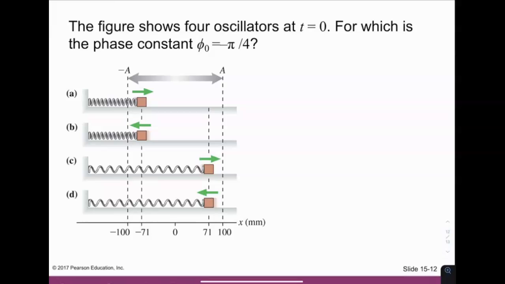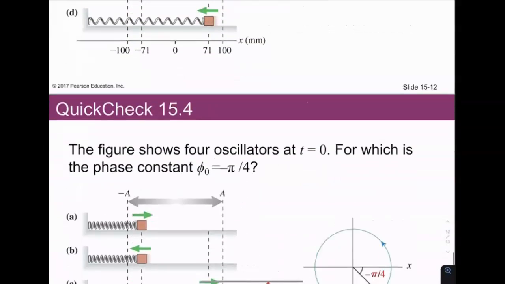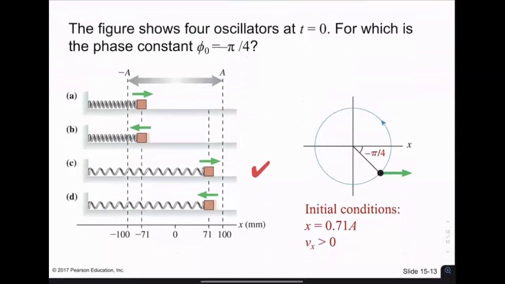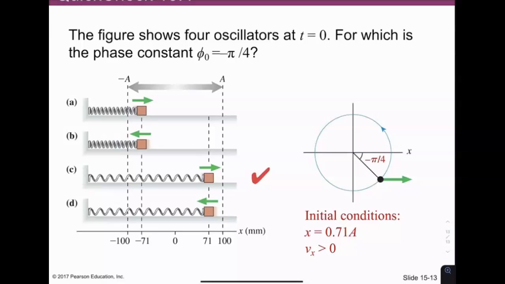In this quick check, the figure shows 4 oscillators at t equals 0. For which of these is the phase constant equal to minus pi over 4? So once again, we draw the situation on the circle. And we see, in order to have a phase constant of minus pi over 4, that it must be moving to the right and be beyond the equilibrium point. So the correct answer is C.